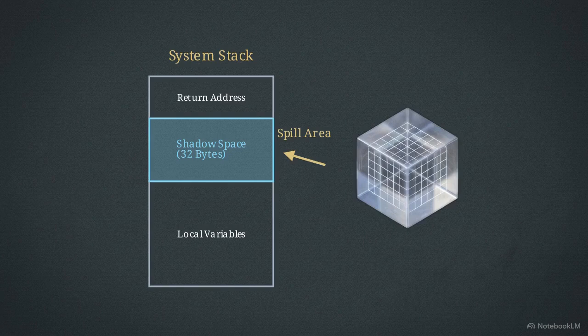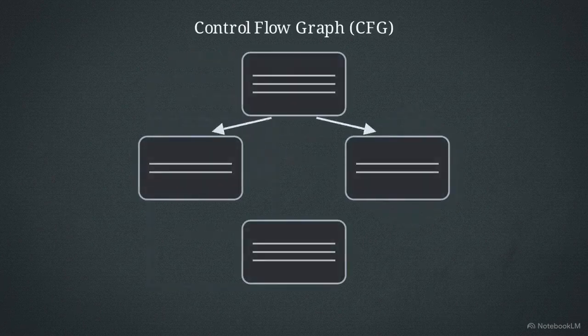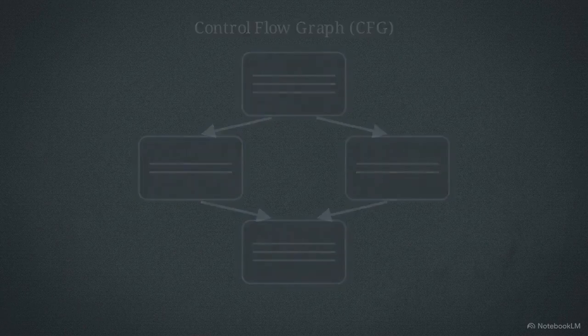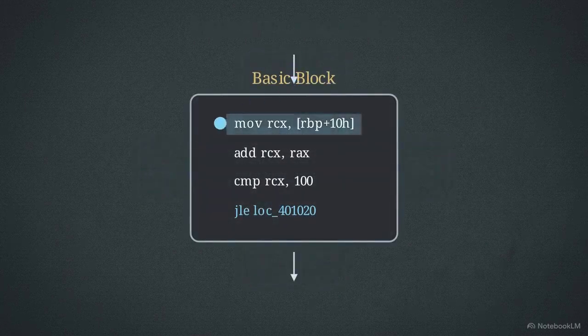spill register data. Analysts use these rules to map a program's logic into a control flow graph, or CFG, which connects discrete chunks of execution called basic blocks. A basic block is a maximal sequence of instructions where execution enters only at the first instruction and exits only at the last, via a jump, branch, or return.